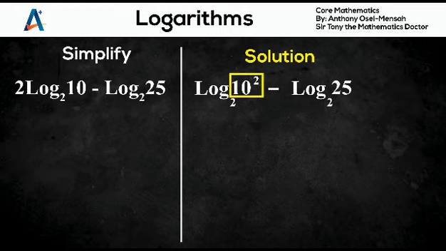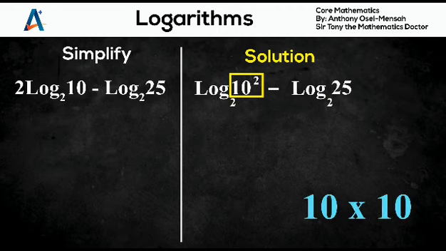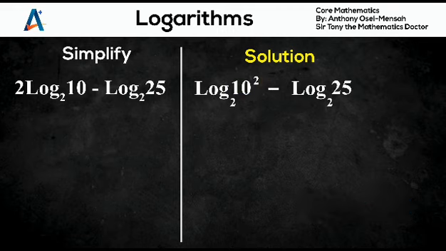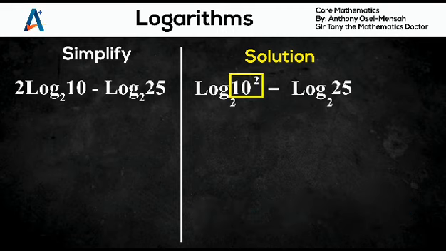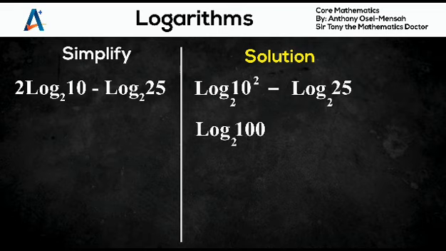Now let's simplify 10 raised to the power 2 into its simplest form. Now 10 raised to the power 2 means 10 times 10. That is what we call 10 raised to the power 2. Now 10 times 10 will give us 100. So in place of 10 raised to the power 2 or 10 squared, we will put the number 100. So we are going to get the log of 100 base 2 minus log 25 base 2.